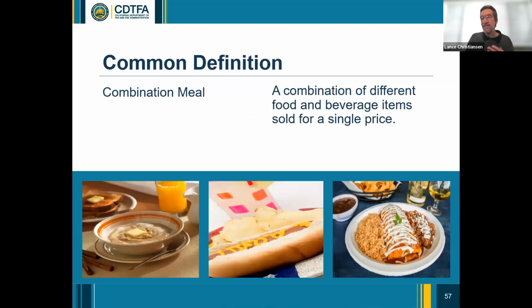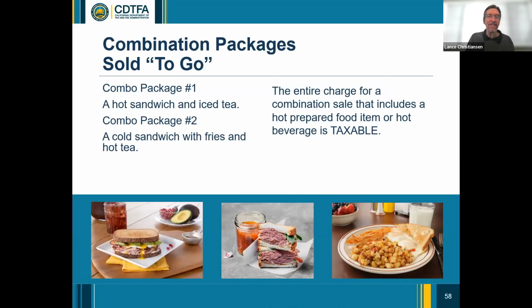Combination packages, you know what a combo meal is. Drink, main course, maybe a side course for one price. How does that get taxed? It depends. So here's a couple of different types of combo meals. Hot sandwich and iced tea, package number one. Cold sandwich with fries and hot tea.